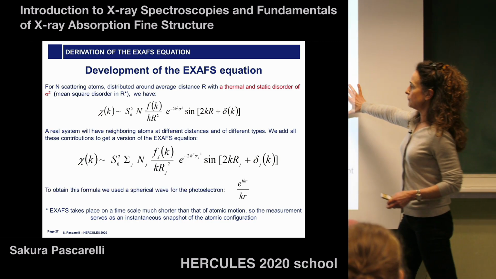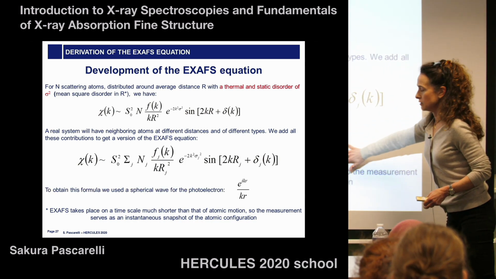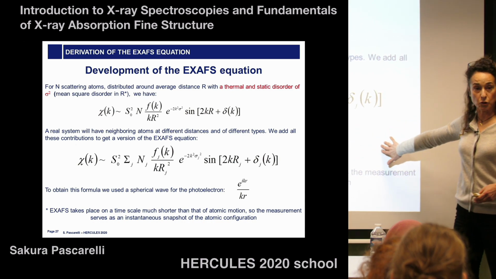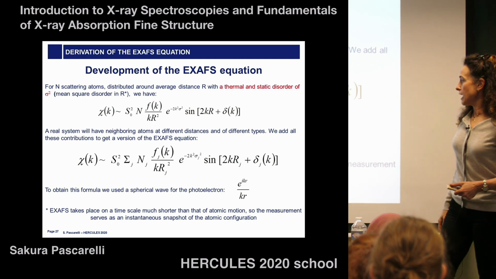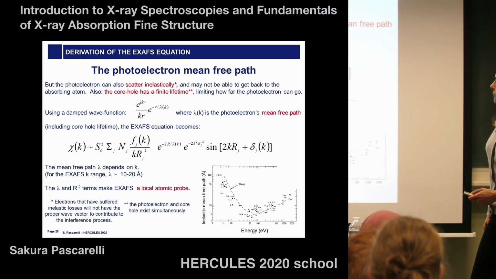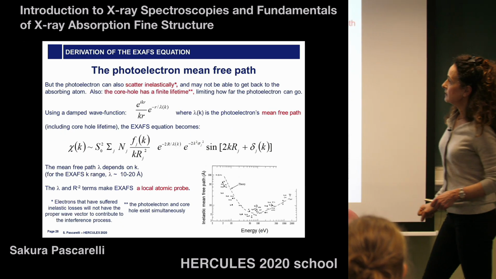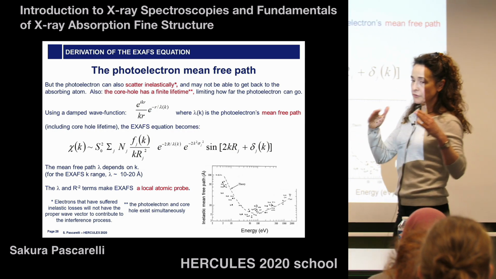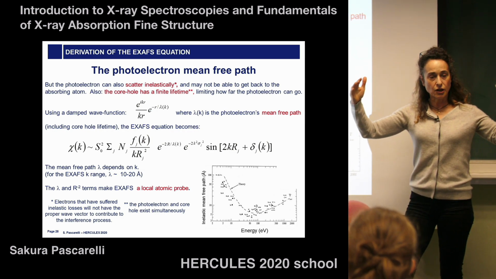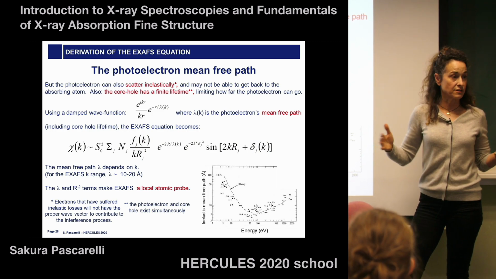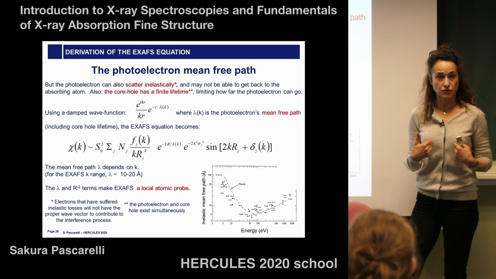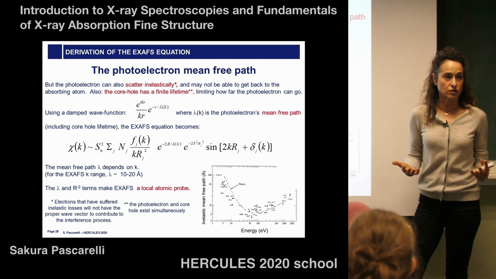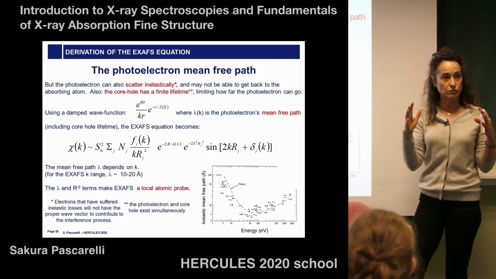So to get this formula, we have used the expression of a spherical wave. Okay, remember in the previous slide. Now, the problem is that in reality, as I told you, these photoelectrons, as they travel, they also lose energy because they can interact with plasmons. They can excite excitations, and they can lose energy. If they lose energy, they're lost. They do not participate anymore to the interference.